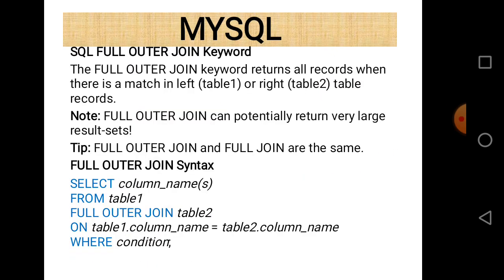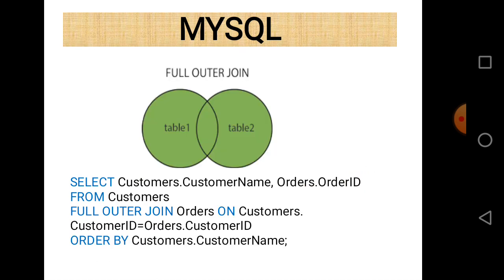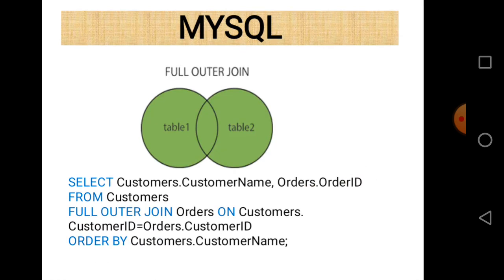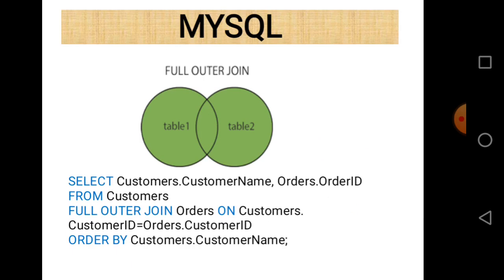And to perform full outer join, just write FULL OUTER JOIN in place of RIGHT JOIN. Rest things are the same as the previous one. The FULL OUTER JOIN keyword returns all records when there is a match in left table or right table records. Let us consider it with an example. Select customers.customer_name, orders.order_id from customers FULL OUTER JOIN orders ON customers.customer_id equal to orders.customer_id, and ORDER BY customers.customer_name.